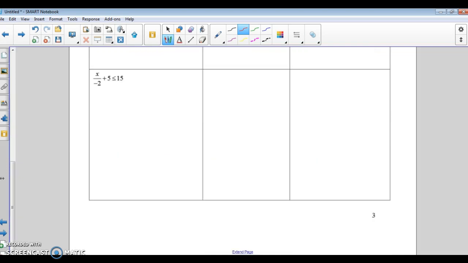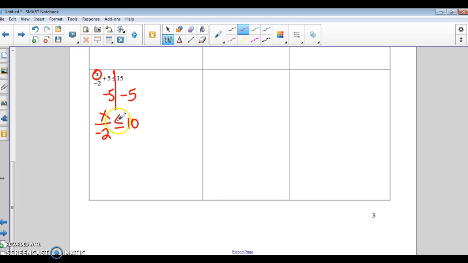Okay, this is very simple rule, so we're going to do the same problem. Okay, so again, we need to solve for x. So what's the first thing that we need to get rid of? One that is farther away from x, which is 5. How do I get rid of 5? You subtract 5. Okay, so x over negative 2 is less than or equal to 15 minus 5 is 10.